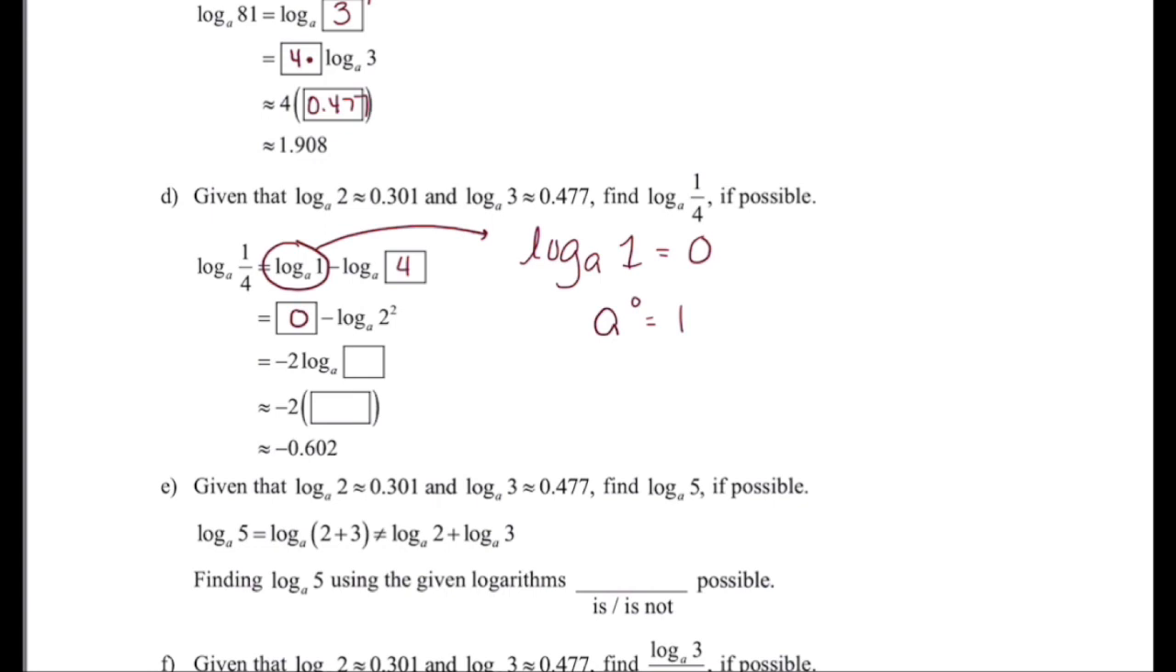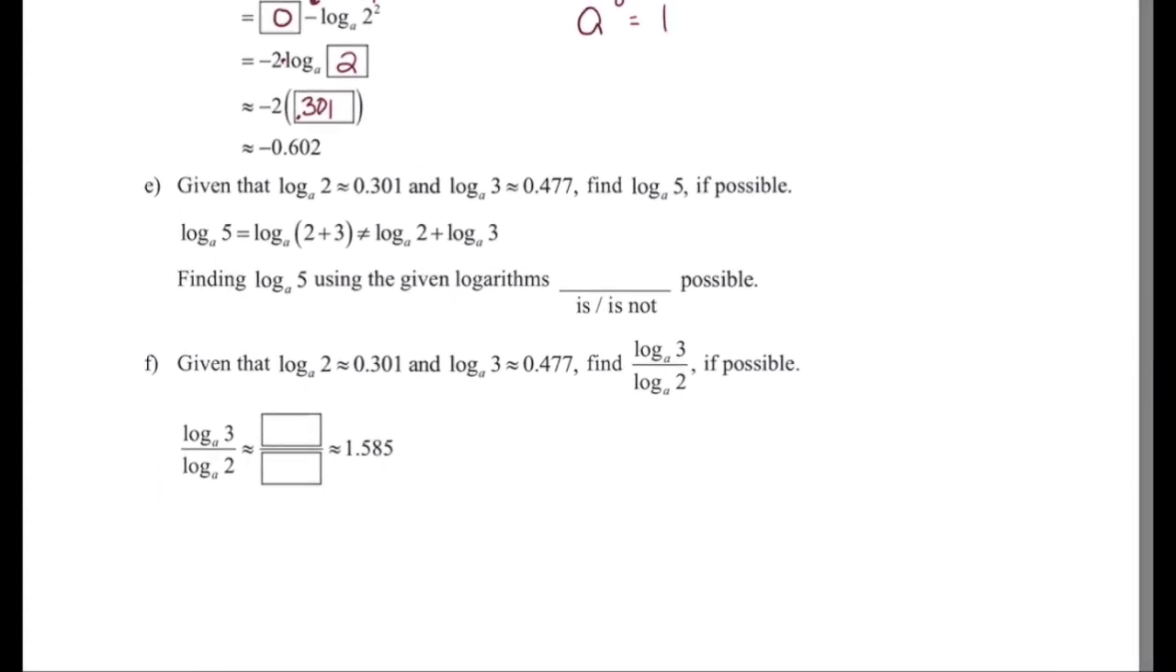So I can replace log base a of 1 with 0. I also can replace 4 with 2 squared, so now I'm written in forms of 2. I can bring my 2 out in front of my logarithm so that I have -2 times log base a of 2, or -2 times about 0.301, which gives me approximately -0.602. So you sometimes have to be a little creative with how you're going to rewrite these.